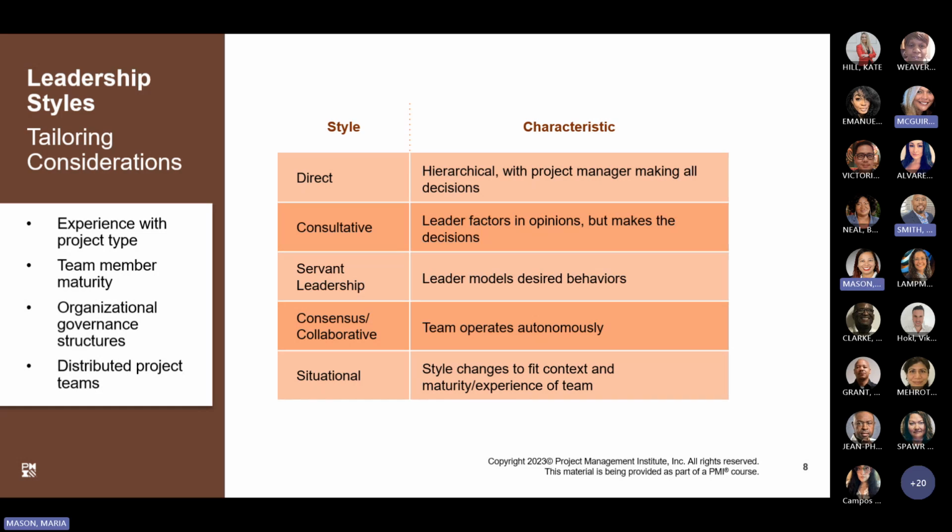So some of the styles we have here are a direct approach. That's going to be with the project manager basically making all the decisions. Consultative, the leader factors in opinions, but ultimately makes the decisions. Servant leadership, the leader models desired behaviors. Consensus collaborative, the team operates autonomously. And situational, the style changes to fit the context and maturity experience of the team.